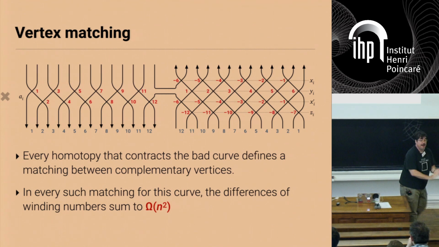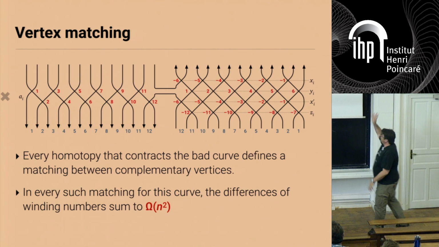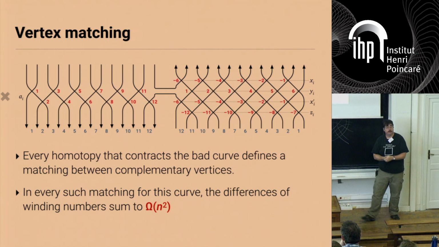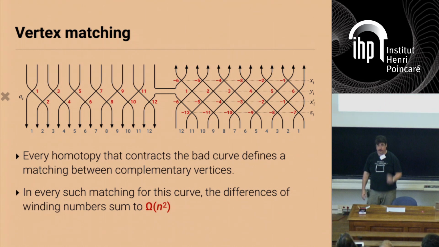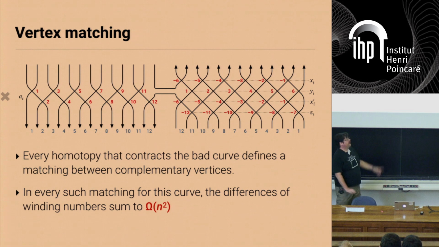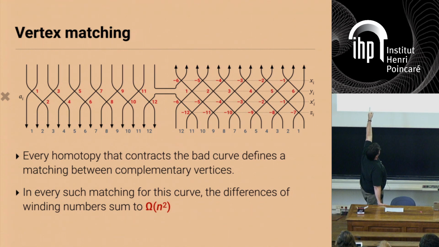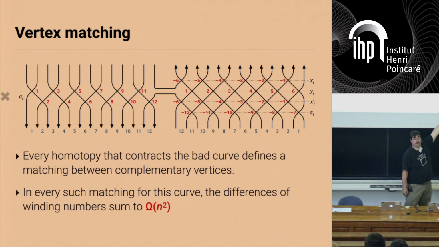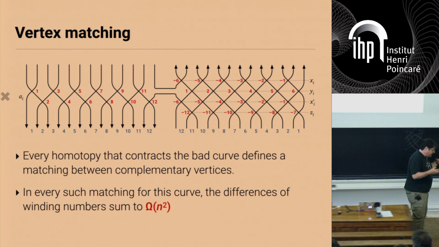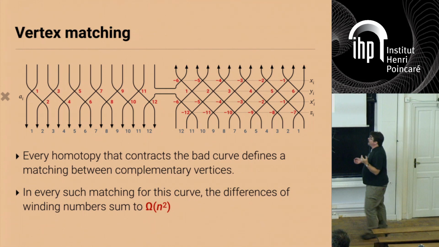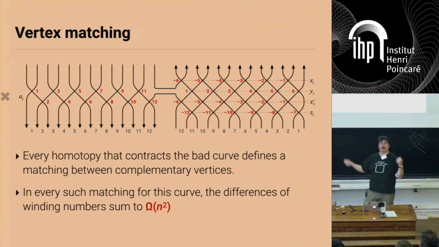So I can go back to my old curve, and here I've identified the types and the winding numbers of all the vertices. The blue numbers along the bottom show you the winding numbers of all the vertices directly above them. The red numbers attached to the vertices show you the types of those vertices. And this vertex over here on the left that has type 2 must eventually be canceled by a vertex over here on the right that has type -2. Right? So any homotopy that contracts this curve defines a matching between vertices of complementary types.